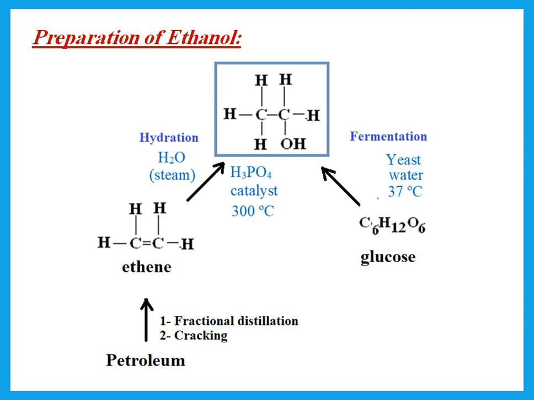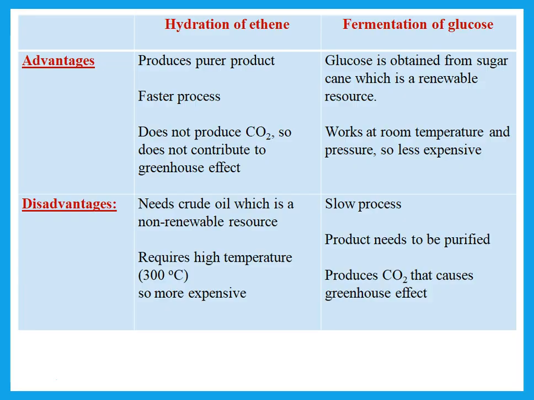But one advantage is: where do we get glucose from? I can get glucose from sugarcane, and sugarcane is something that I can grow, so it is a renewable resource. So the advantage of fermentation is glucose is obtained from sugarcane, which is a renewable resource, and the reaction happens at 37 degrees Celsius, so less energy is needed, so it is less expensive or cheaper. Are we following? So the advantages of the two methods, please be familiar with it.